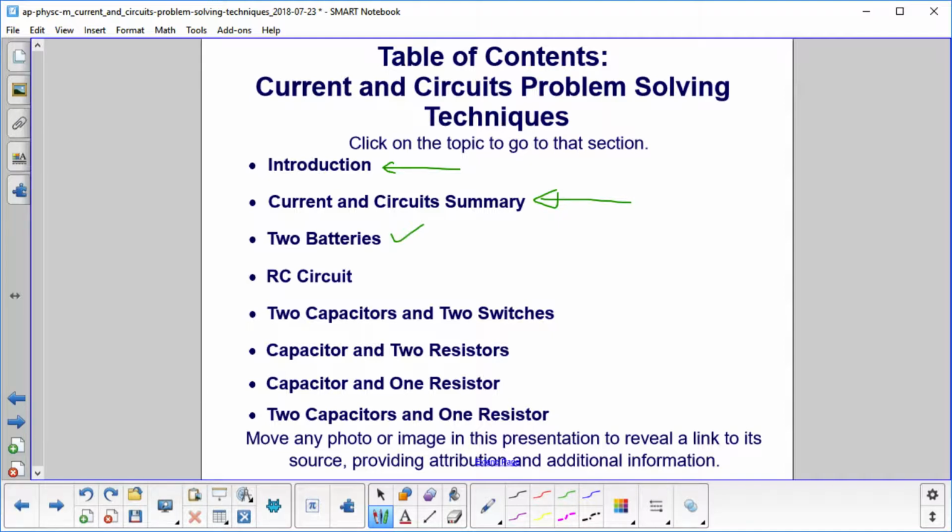One with 2 batteries, an RC circuit, then 2 capacitors and 2 switches, a capacitor and 2 resistors, a capacitor and 1 resistor, then 2 capacitors and 1 resistor.